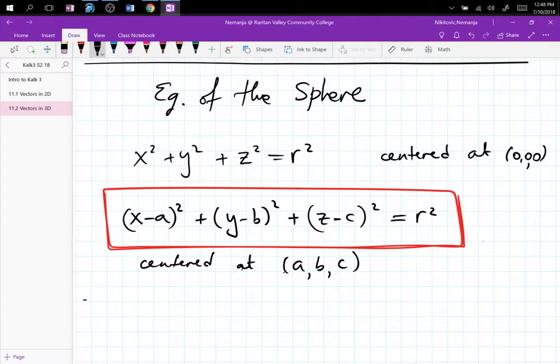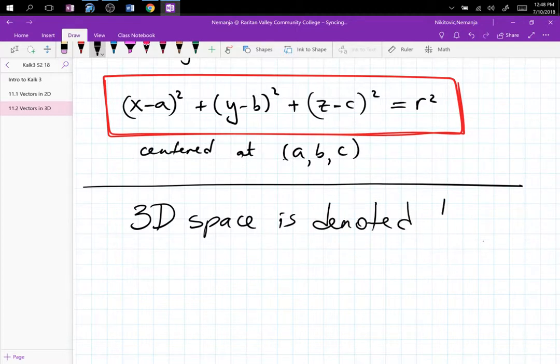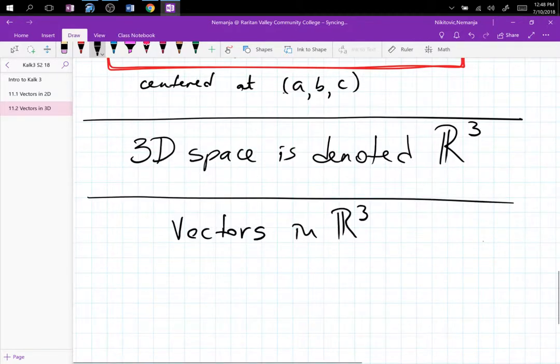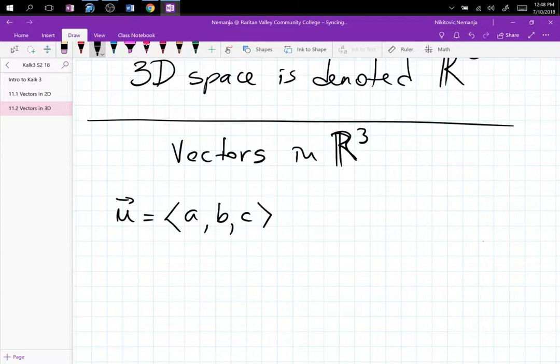And finally, we get to talk about vectors. Now, 3D space is denoted R3. That's notation. Vectors in R3. That's just our fancy math way to say vectors in 3D. So a vector u in 3D will be given as ABC or u1, u2, u3, whatever. You will have three components. Initial point 0, 0, 0, terminal point ABC. Zero vector will have 0, 0, 0 components.